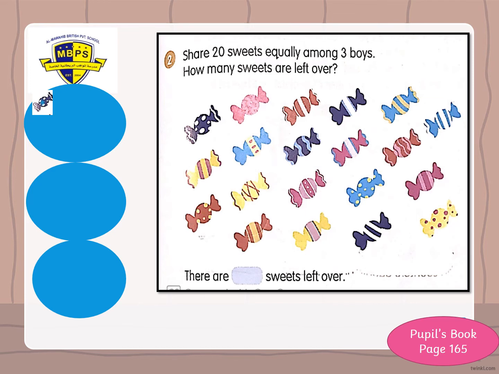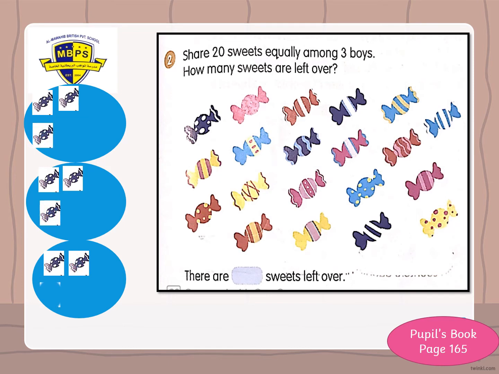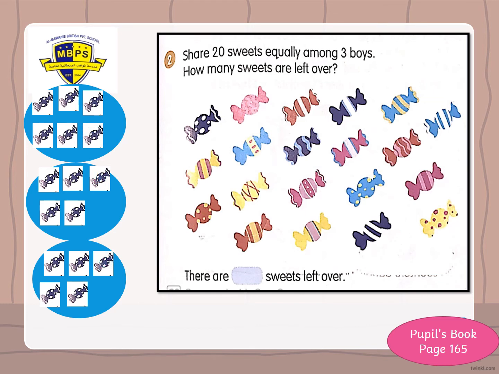1, 2, 3, 4, 5, 6, 7, 8, 9, 10, 11, 12, 13, 14, 15, 16, 17, 18, 19, 20. I finished all the 20 sweets.